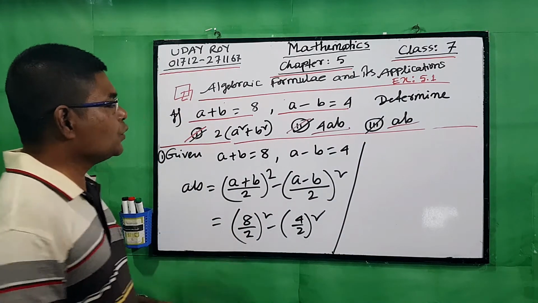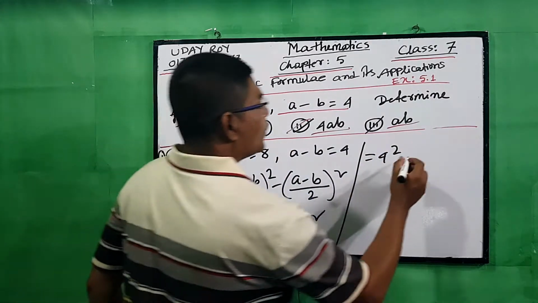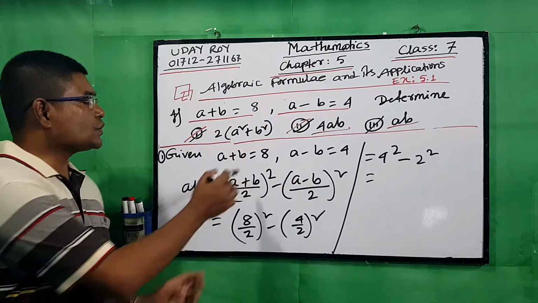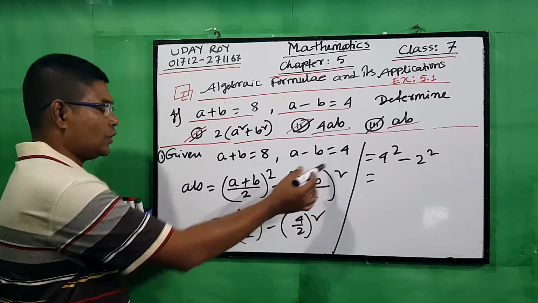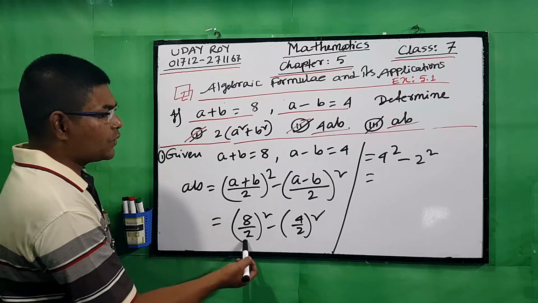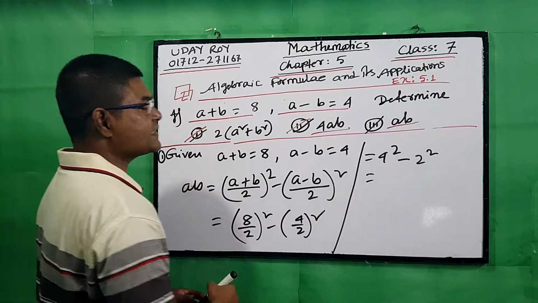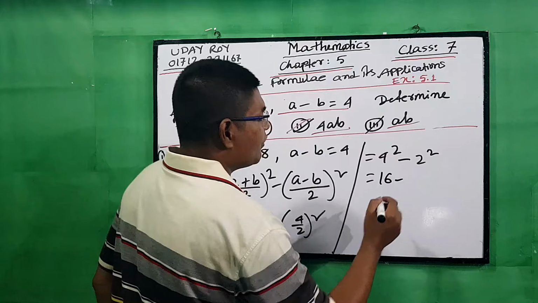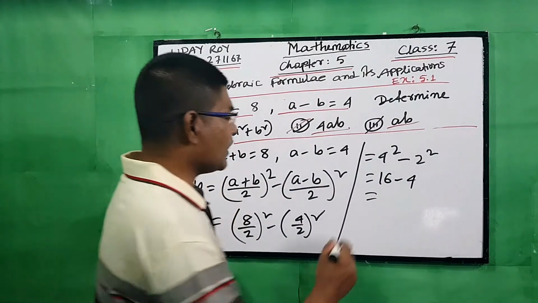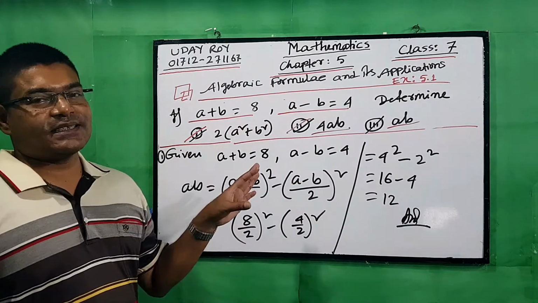So 8 by 2, we have got 4 square, and 4 by 2, we have got 2 square. So a plus b by 2 whole square minus a minus b by 2 whole square: 8 by 2 whole square minus 4 by 2 whole square. 4 square, 4 by 2, here is 2 square. 4, 4 to the 16, 2 to the 4. That means 16 minus 4 equal to 12. So our maths has done.